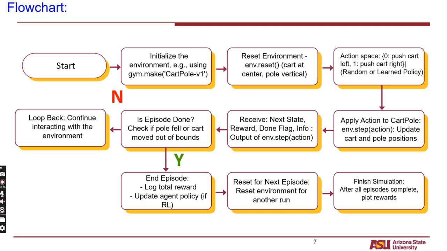Then we have to reset the environment so that the pole is standing, it is vertical, and the cart is at the center of our environment. Then, as I said before, the input 0 makes the cart push to the left side, and input 1 pushes it towards the right. This is our action space, a learned policy for our agent.